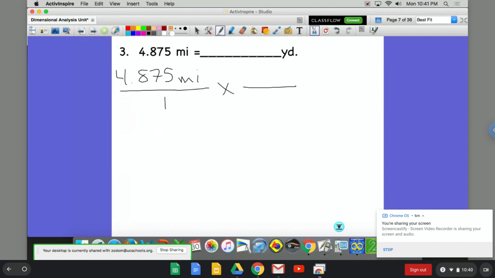So the first one's the one we start with. So now we need to get rid of miles. So if miles is on top, in the next one, it needs to go on the bottom. And we're going to go to feet. So once again, 5,280 feet are in 1 mile. Now you will notice that my miles will cancel. And we have feet, but we don't want feet. We want yards. So we're going to have to set up a second fraction. So now we need to get rid of feet.